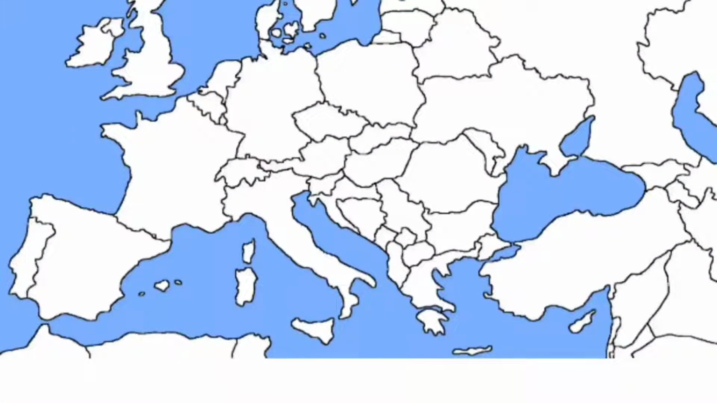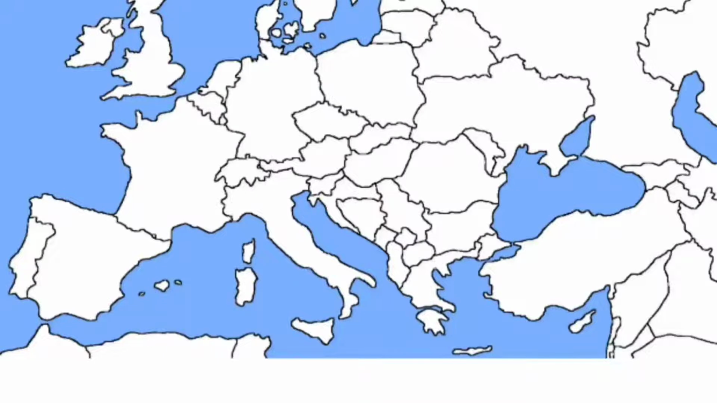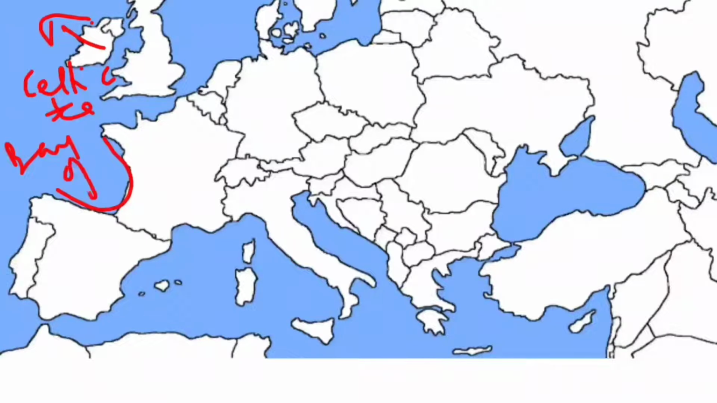We also read about the Celtic Sea, to the south of Ireland. This is Ireland. And this curve, this bay, is called the Bay of Biscay. And this Bay of Biscay is surrounding the coasts of France and Spain.